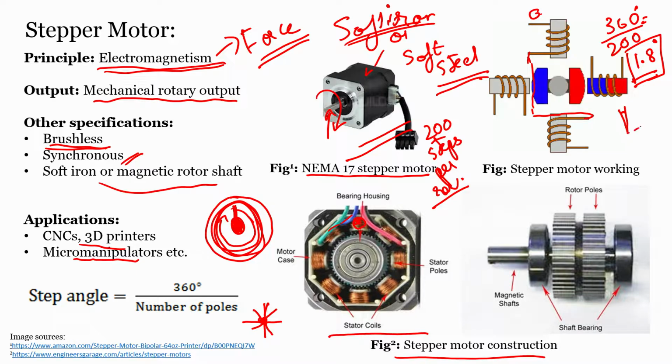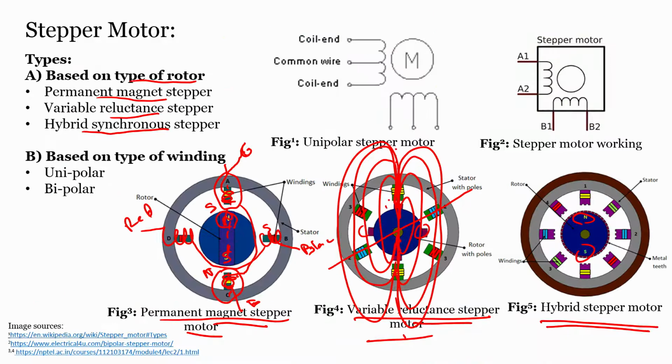So, to rotate 90 degrees totally, how many steps will it have to move? It will have to move 50 steps, correct? 50 steps to complete 90 degrees, and to complete 360 degrees it has to go around 200 steps. So, this is how a stepper motor works. There is some other concept also that I will explain to you.